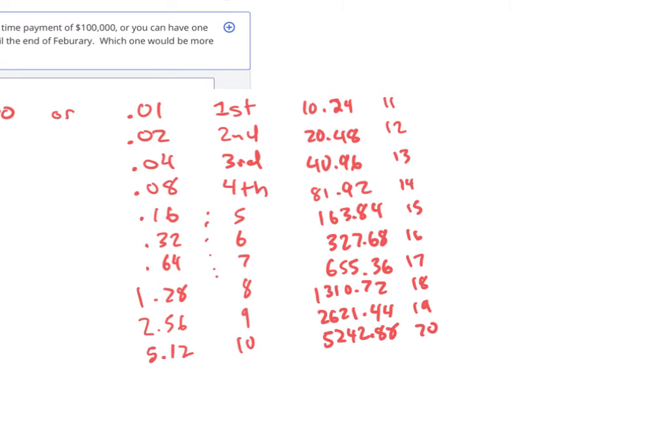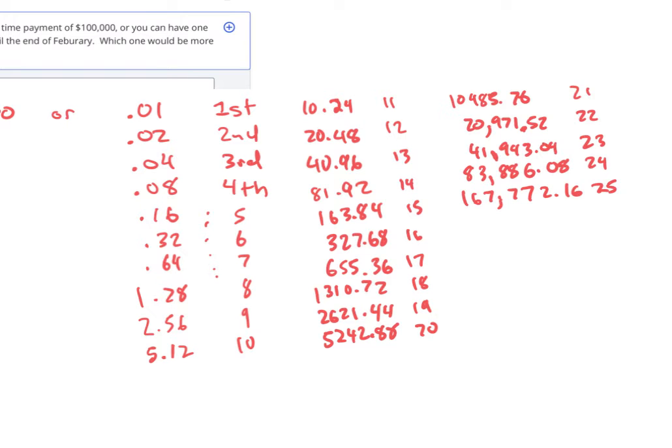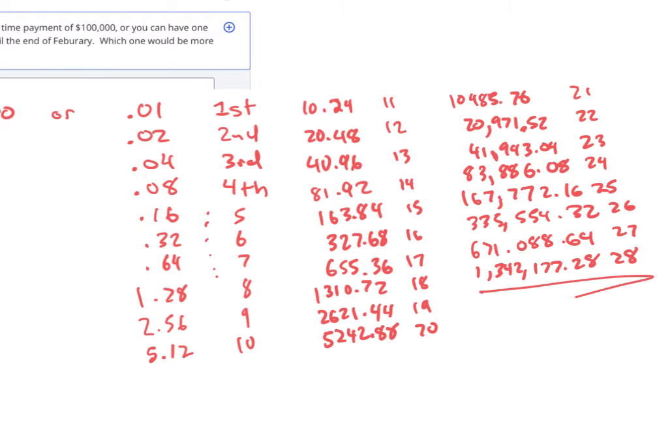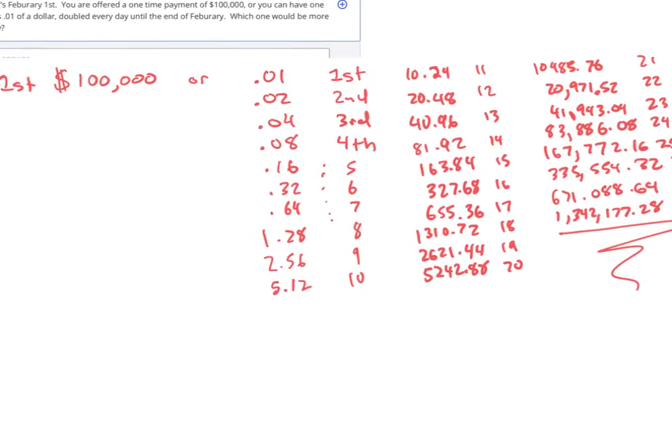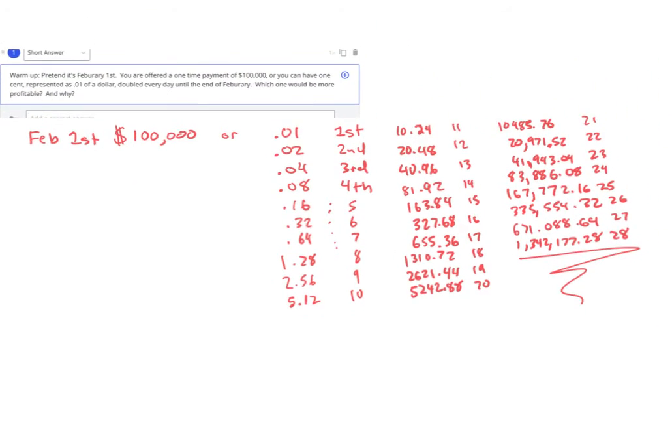But as you see here, even on day 20, we're only at $5,000. But let's take this a little bit further. All right, so here we see on day 25, we're actually surpassing the $100,000 mark. And here on day 28, we're over $1 million. So it turns out that the $100,000 was not the best choice.